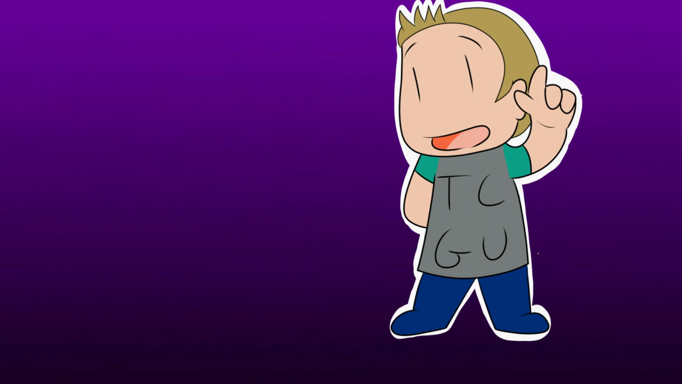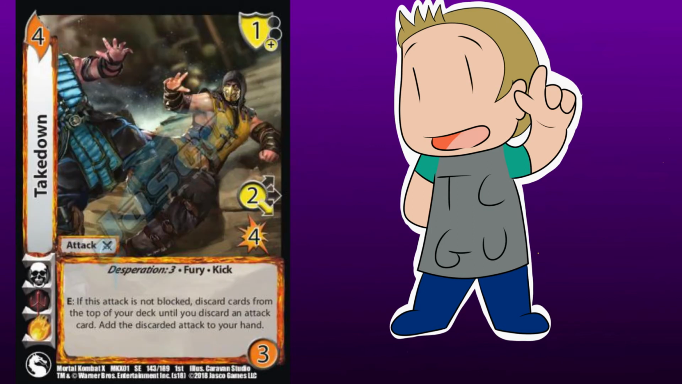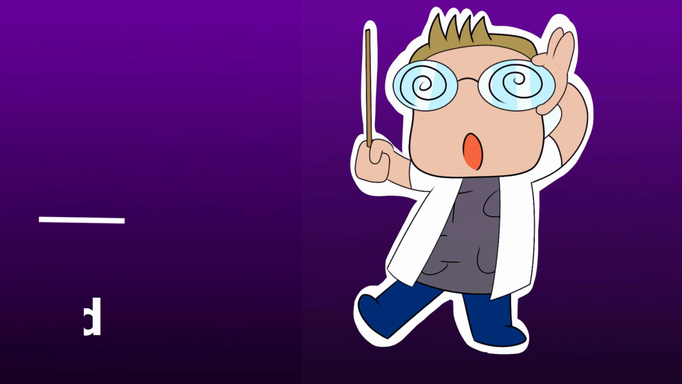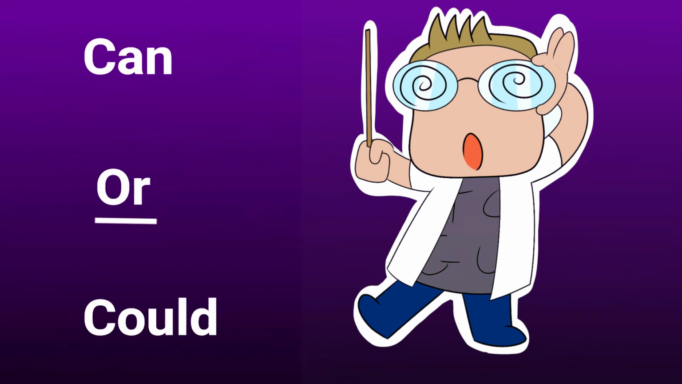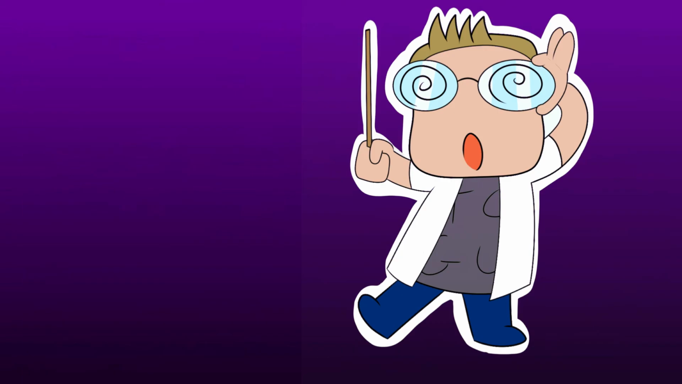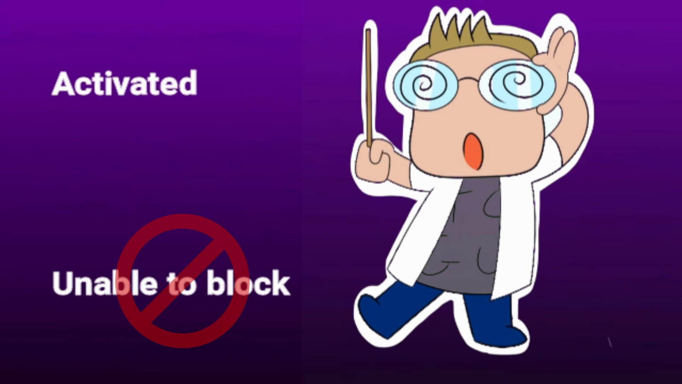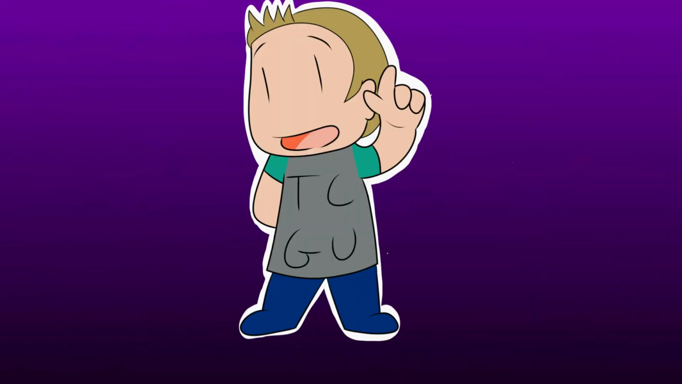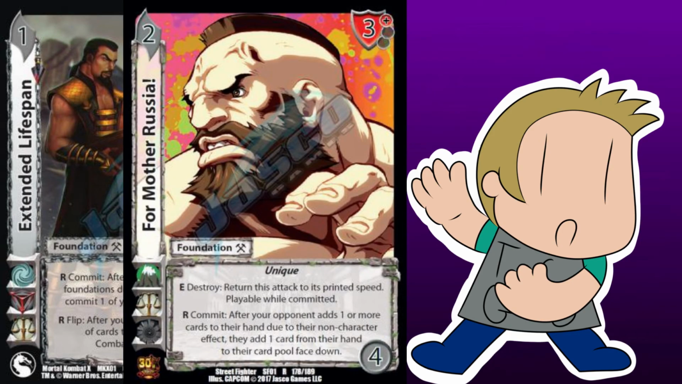Next, we will talk about the floating effects of something like Takedown. Floating effects are abilities that can or could resolve at a later time. Takedown says, if this attack is not blocked, discard cards from the top of your deck until you discard an attack card. Add the discarded attack to your hand. Just like with Force Ball, to negate this ability, you have to do it when it's activated, and not when you're unable to block. You can still respond with things like Extended Lifespan or For Mother Russia if you don't block and they do add the attack to their hand.